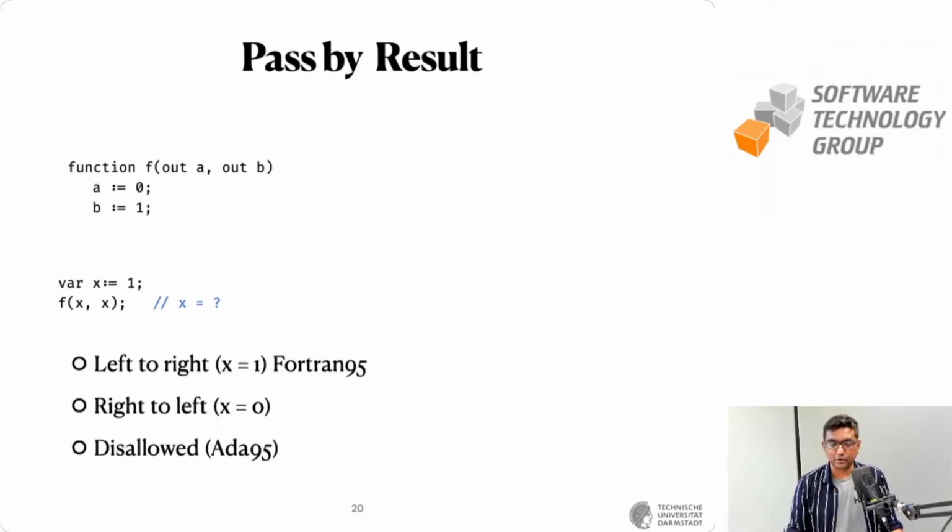Languages like Fortran do it left to right, meaning the value of x will be 1, because b is to the right of a. There is also the other variant where you can do it right to left. Languages like Ada simply disallow this, saying that you have tried to assign the same variable to two out parameters, so I'm simply going to disallow this. So these are the impacts of the evaluation order for pass by result.